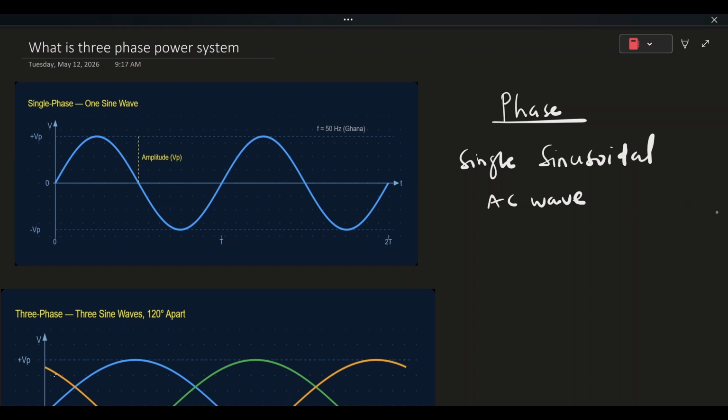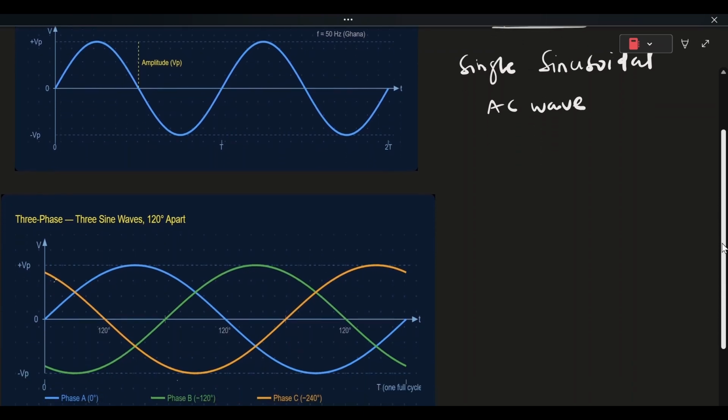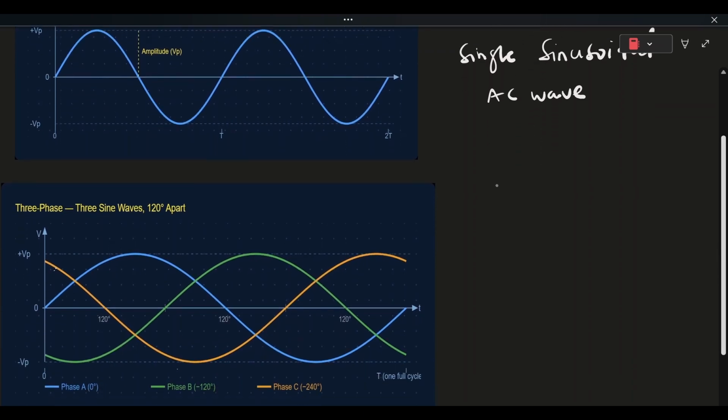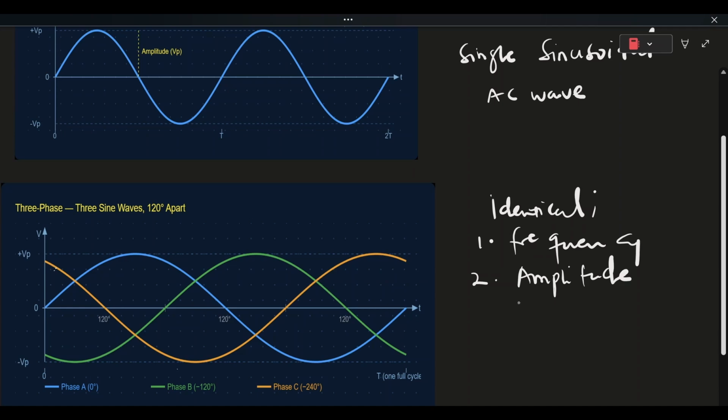Now, knowing that a phase is a single sinusoidal AC wave, three phase is simply having three individual phases together of identical frequency, identical amplitude or size, joined together or combined together at an angle of 120 degrees apart.